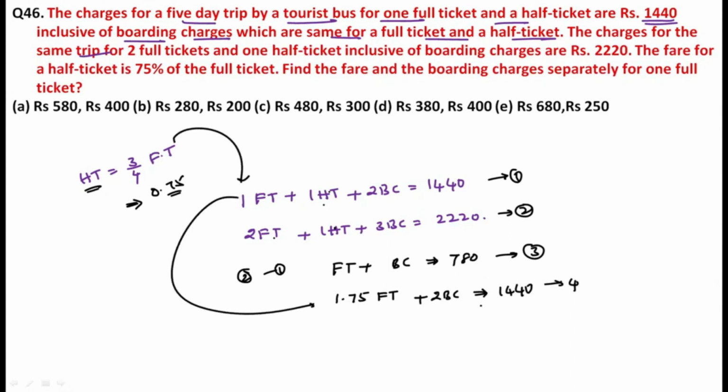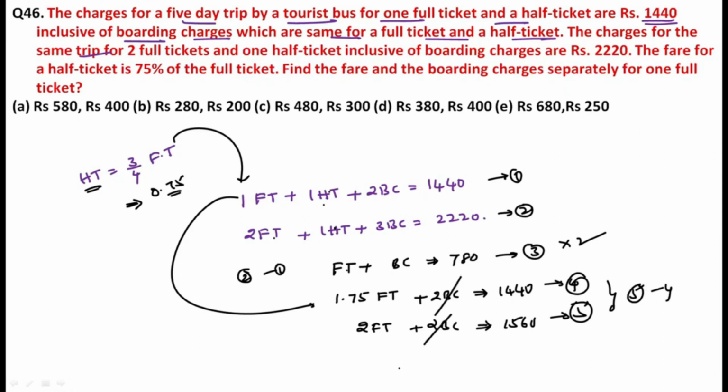Now if you solve these equations, you can get that answer. How can you solve it? You can multiply these numbers by 2. Now you get 2FT plus 2BC exactly equal to 780 into 2, which is 1560. I am making those equations for observation purposes only. Now you can go for 5 minus 4 and get that answer.